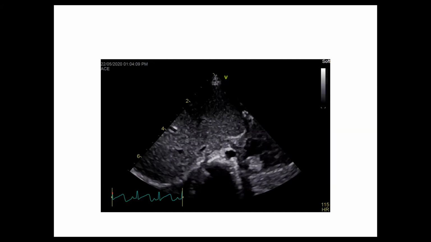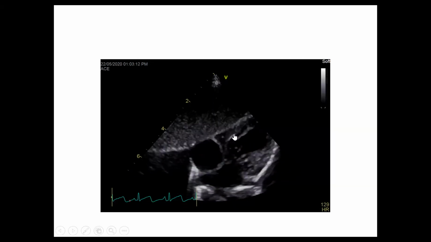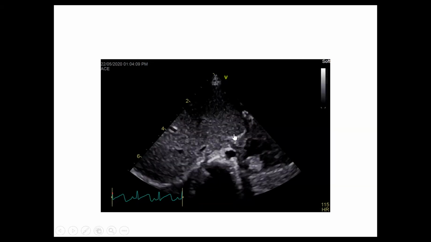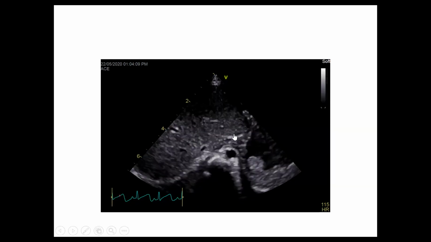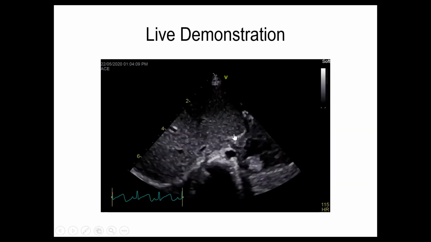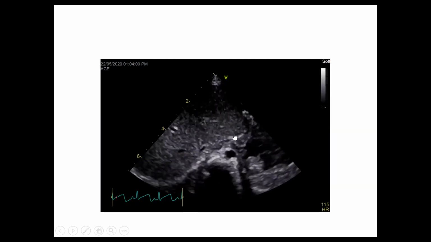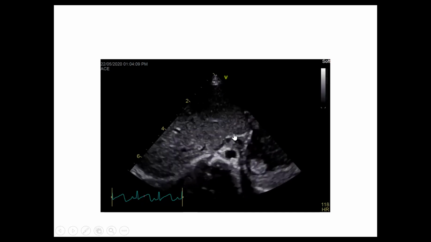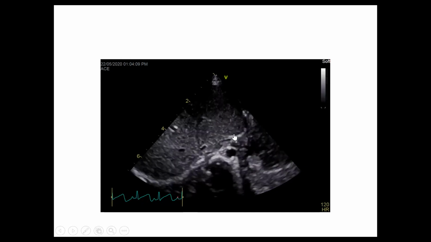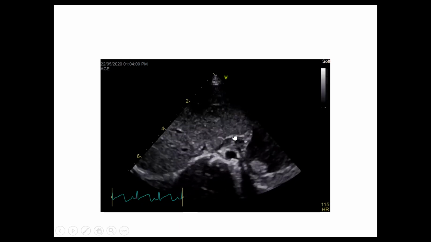But do you have any images of situs inversus, sir? Yes, sir. Remember, when I'm showing you live demonstration next week, I'll show you situs inversus. Ask me this question. Okay, sir.